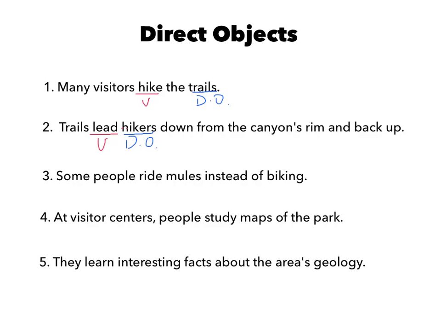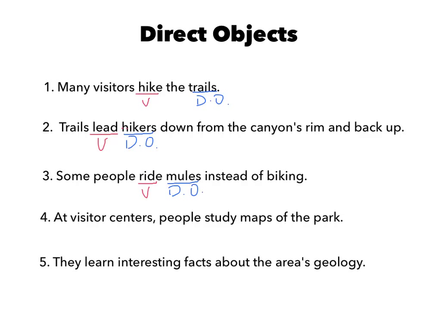All right, number 3. Some people ride mules instead of biking. What's the verb in number 3? All right, good. Verb in number 3 is ride. And the question is, what do people ride? Well, what people ride are, good, mules. And that's our direct object, right?